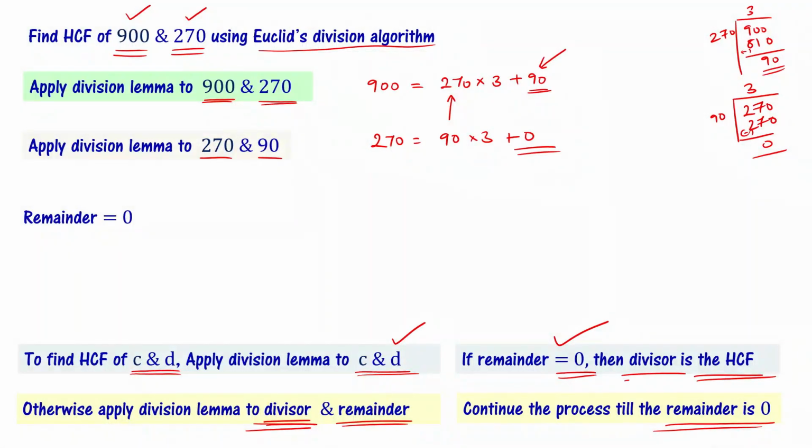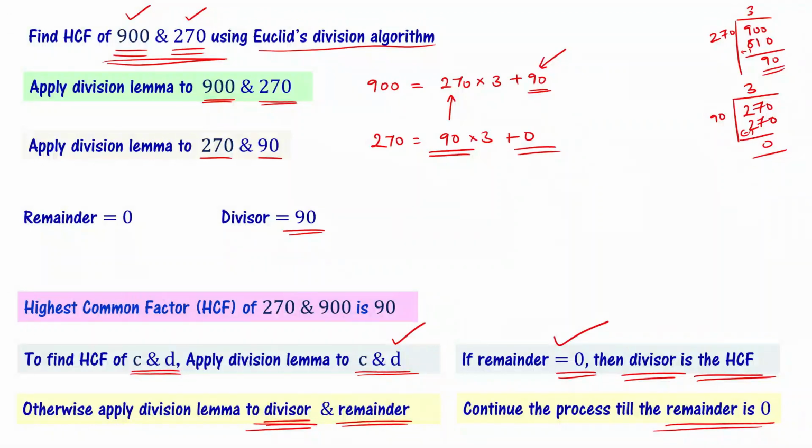Remainder is 0 అయితే divisor is the HCF, right? ఈ particular case లో divisor is 90, right? It means the HCF of these two numbers is 90. Highest common factor of 270 and 900 is 90. Understood? ఈ మెథడ్ కాకుండా if you want to use prime factorization method to find, then it is a laborious process, right? Prime factorization method యూస్ చేసి కూడా రాయొచ్చు. You can find HCF of these two numbers. కానీ అది బాగా లెంగ్తీ. But this is 2 steps లో you are done, right?